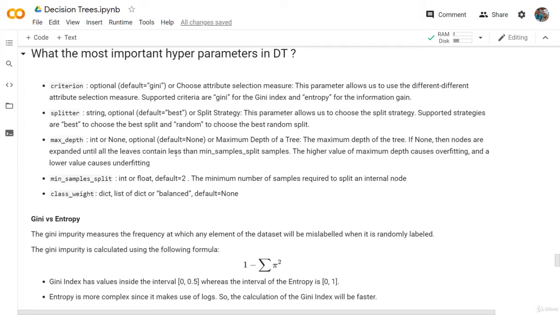Welcome back. So what are the most important hyperparameters in the decision tree? First, we have the criterion. The default criterion is the Gini criterion, and this hyperparameter is important because based on it, we will choose the attributes and the values in the decision tree. We can choose one of two criteria: Gini for the Gini index, or entropy for the information gain.